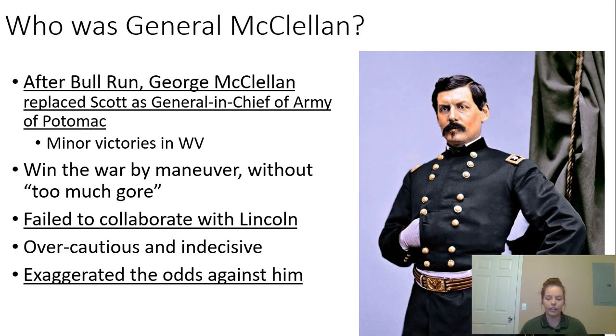And so McClellan, stand-up guy if you want to live. So you'd want him to be your general if you want to survive and come out at the other end of the war. However, with this, you're going to lose the war. So he really frustrates Lincoln.